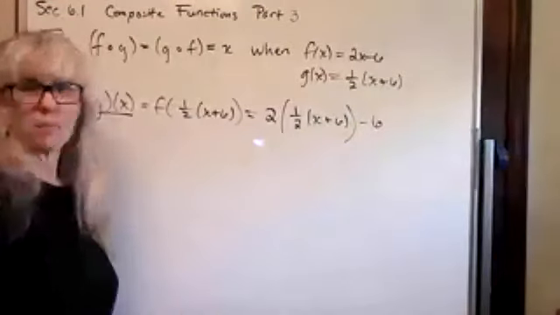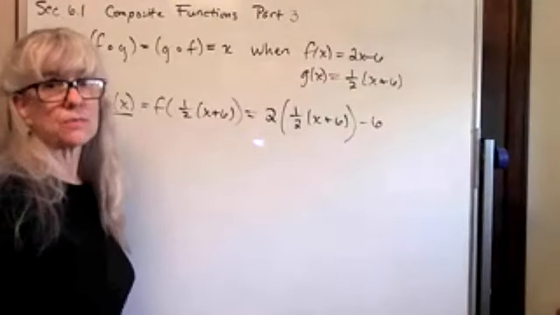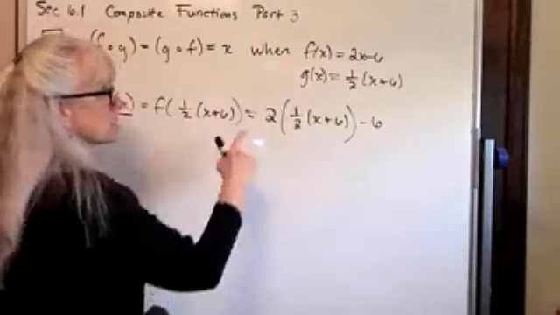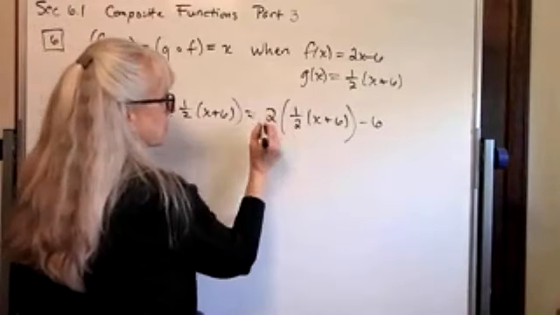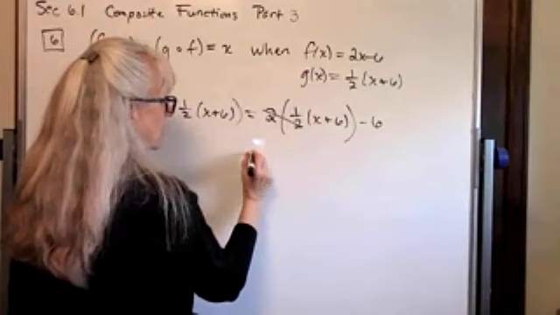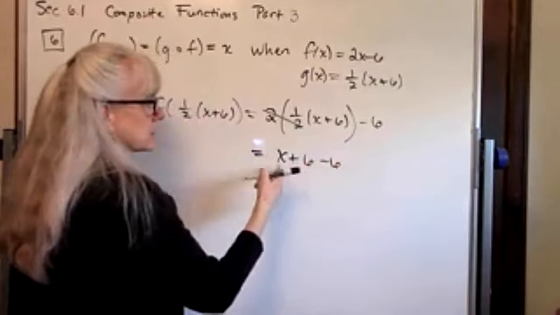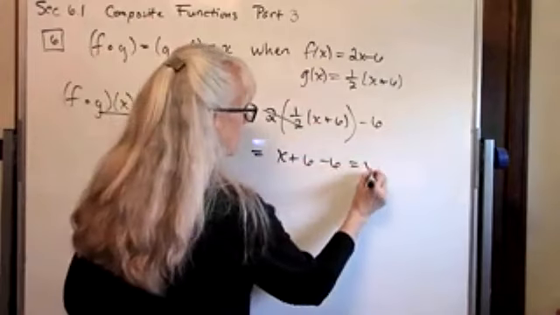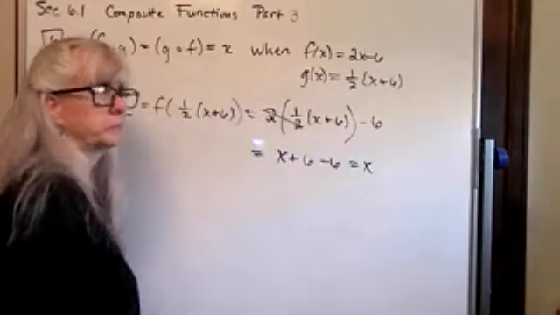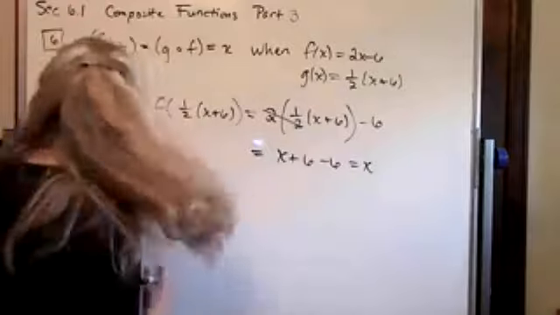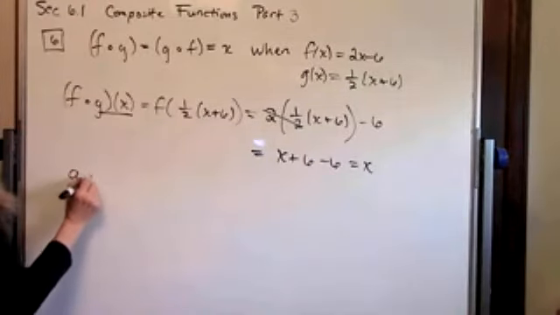And we're going to clean that up. So be careful with your order of operations. Very, very important here. The first thing we're going to do is distribute 2 times 1/2. That's going to cancel. So these guys are gone, and I'm left with X plus 6 minus 6. Well, X plus 6 minus 6, the 6's cancel, and I just get an X. Huh. Okay.